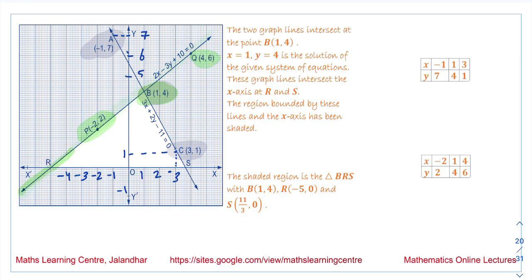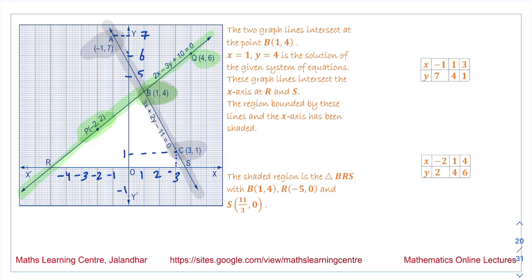So we join these points and we draw these straight lines. This is the straight line we have drawn for this, and this is the straight line we are drawing for this. We have drawn these two straight lines. Again, this system of equations is consistent and has a unique solution.